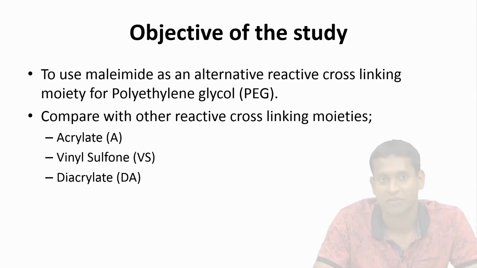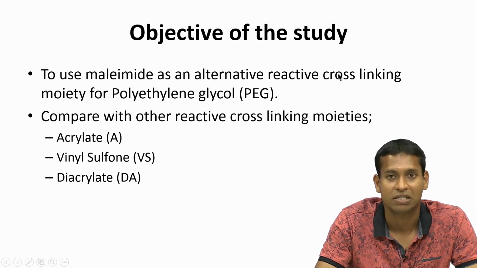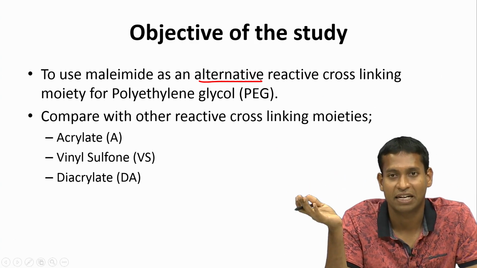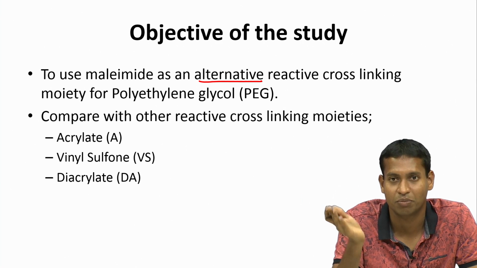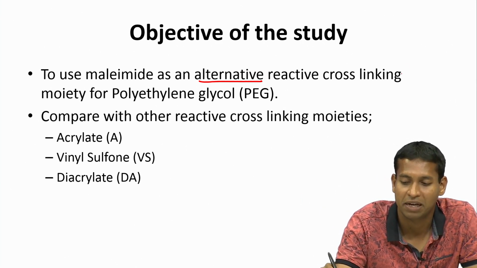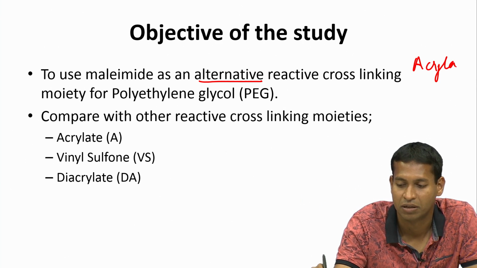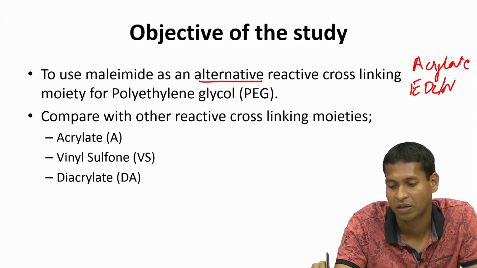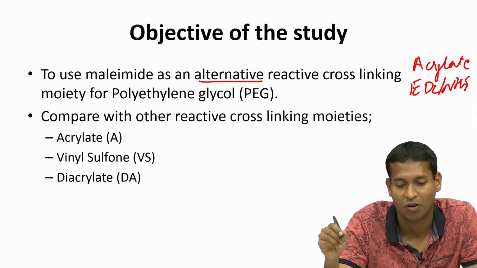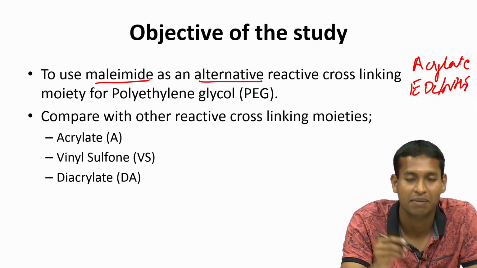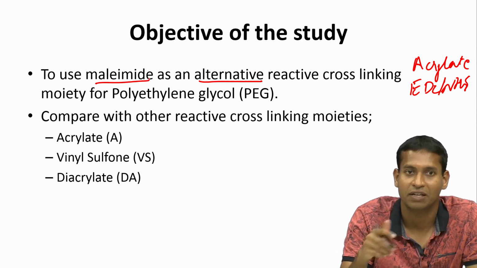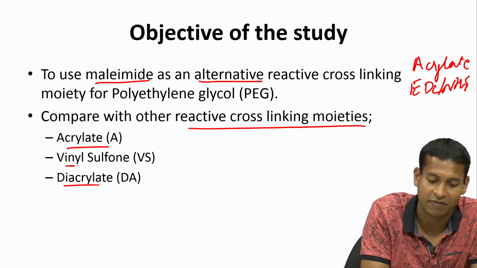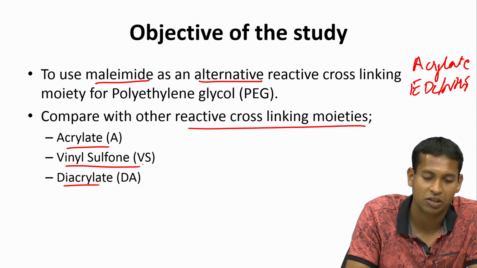In this case the objective of the study is to use a maleimide as an alternative cross linking moiety to polyethylene glycol, and when I say alternative I mean trying different types of cross linking methods and seeing which is very widely used. So, before this paper came out people typically were using acrylate or let us say some EDC NHS or some other form of coupling, but now this paper is proposing using a maleimide based cross linking. So what they have done is they have compared the cross linking moieties, which is again as I said acrylates, diacrylates and vinyl sulfone, which is another functional group.